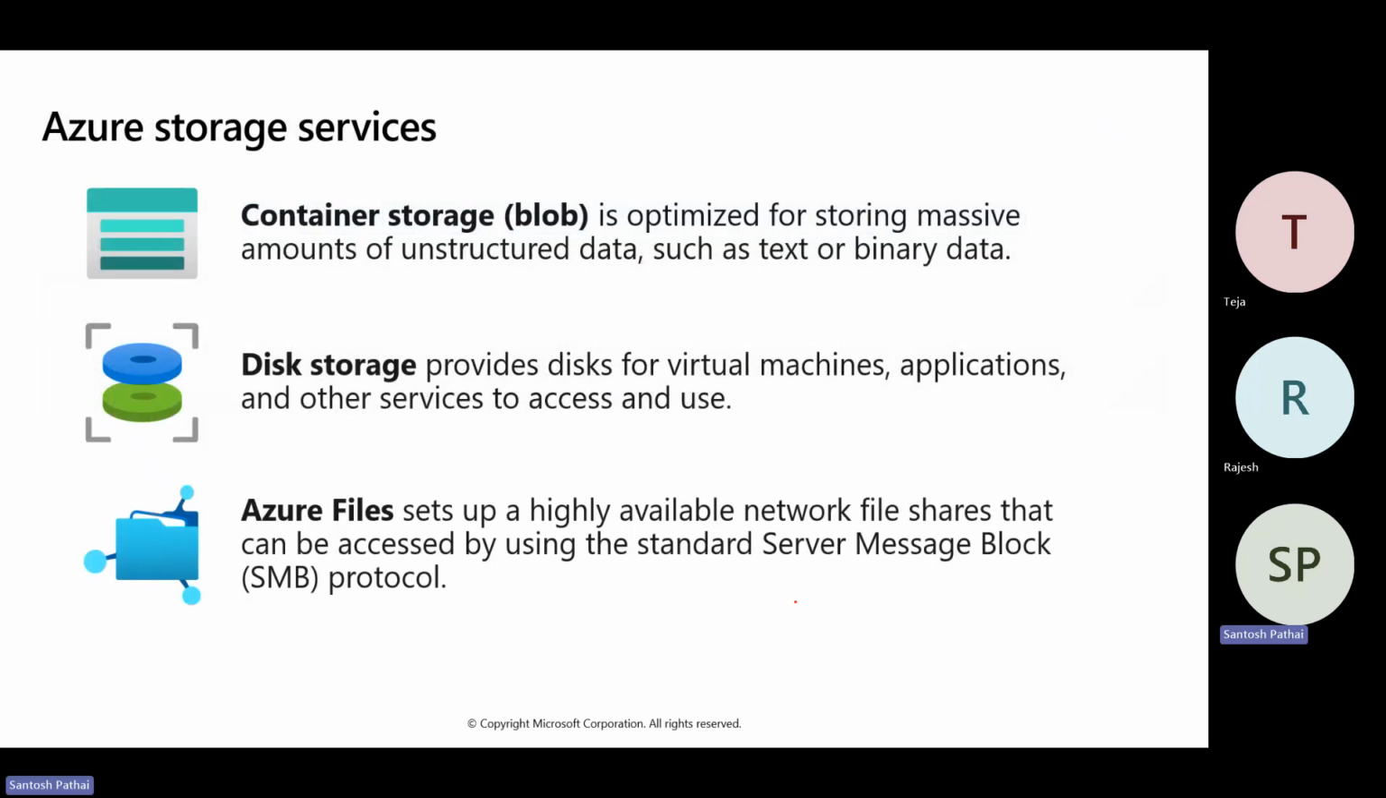So in Azure storage services, you have blob storage, which helps us to store unstructured data such as text or binary data. You have disk storage, which helps us to provision disks for your virtual machines, applications, and other services. Then we have Azure Files, which is like a shared file server or file share that will help you to access using the SMB protocol. As we create a file share on our Windows server, the same concept is Azure Files, without deploying any file server.